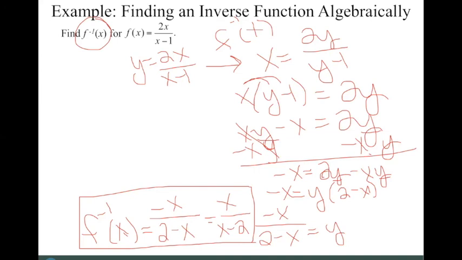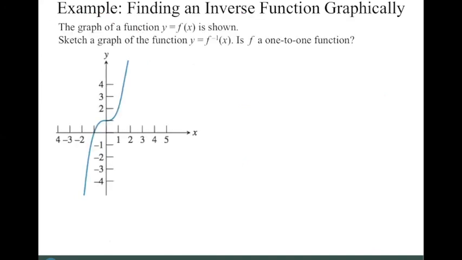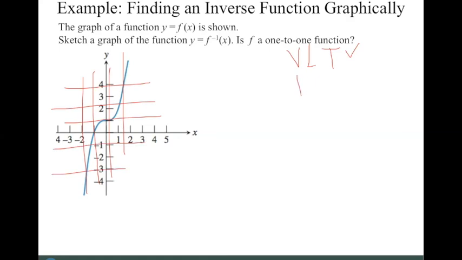Okay, one more, we're going to do this geometrically. Find the inverse of the function graphically. So the way we do this, again, is just switching x and y. In order to know if it's a function, I can test if this is a one-to-one function by checking the vertical line test. Vertical line test works. And also the horizontal line test. Horizontal line test works.